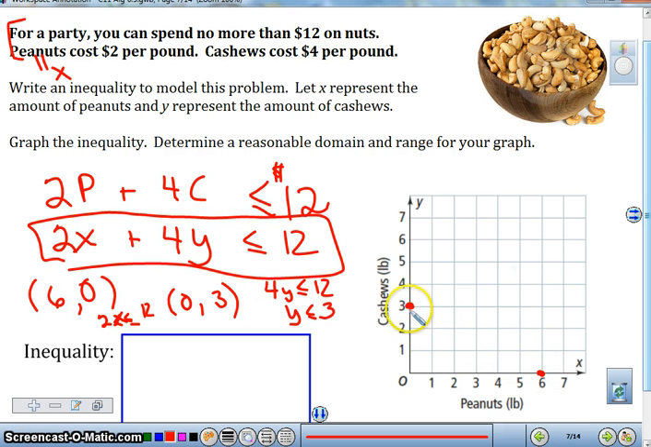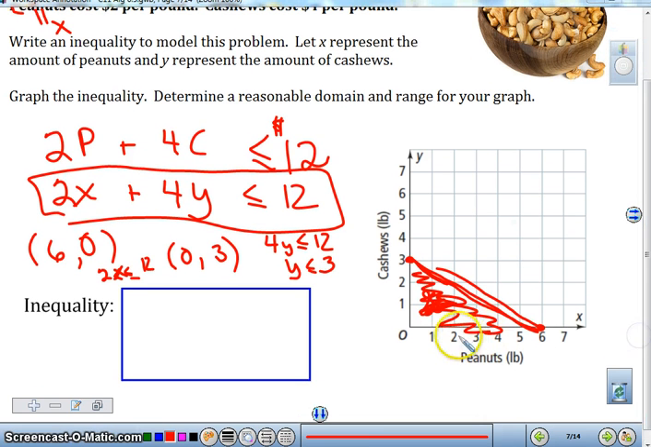Now, because it was less than or equal, we're going to have a solid line. See how tricky it is to draw this nice straight line without a straight edge. And we are shading all of these in between. Can we buy a fraction or a decimal of a pound of peanuts? We can. So we don't have points here. We have all of this shaded because this is kind of continuous. There's tons of answers that we can get.